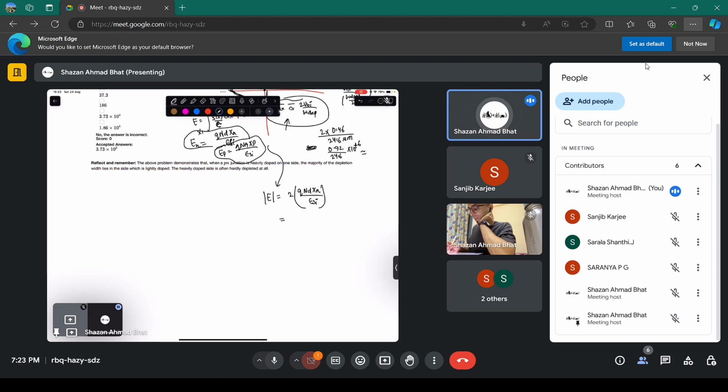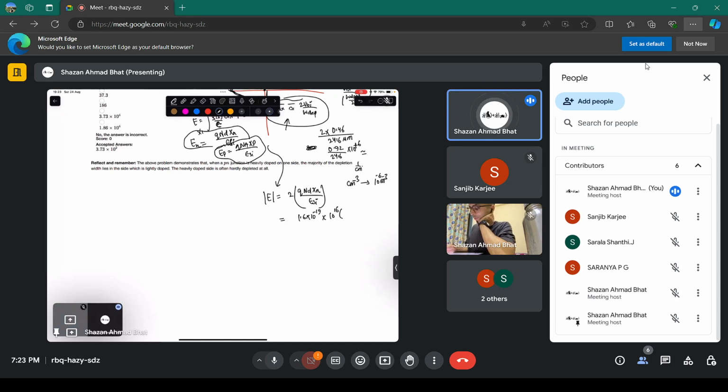There it will be maybe 1.6 into 10 to the power minus 19, into, let's use Nd as 10 to the power 16. This is per centimeter cube. We need to convert it into meter cube. That'll be 10 to the power 6 meter cube per meter cube. Is it correct? Okay, I think this is fine.